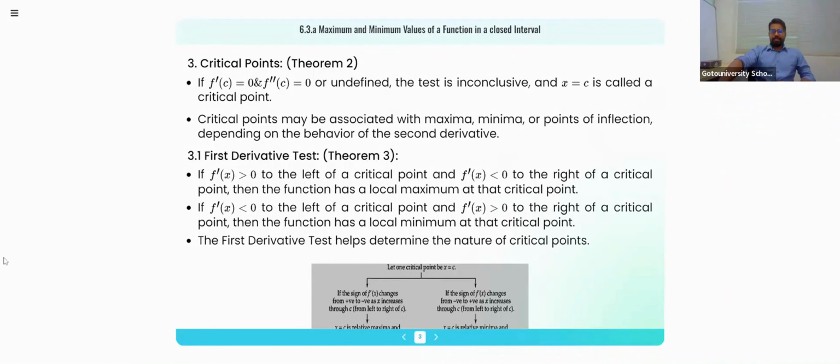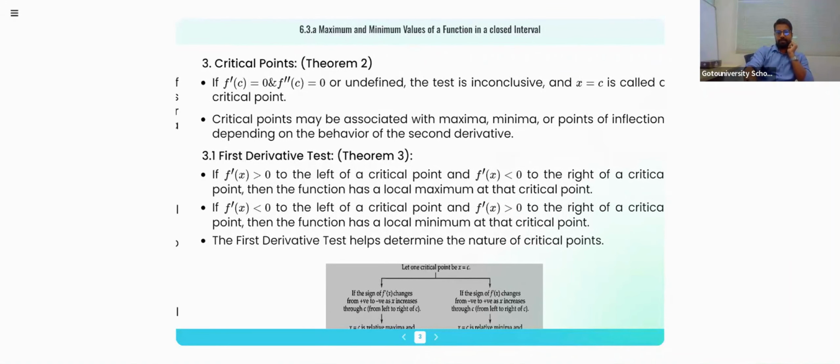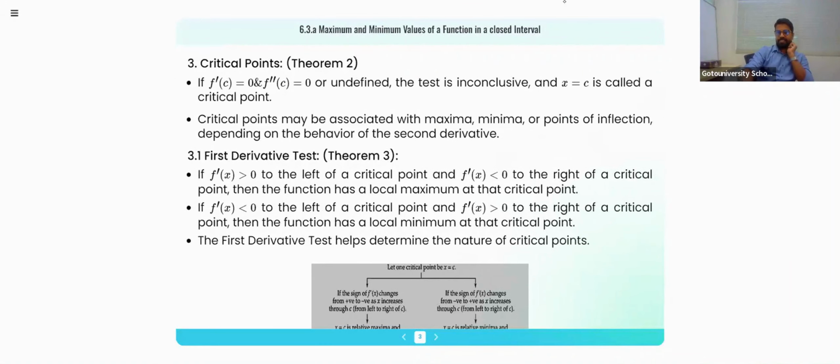So critical points. What are critical points? The critical points are the points where the function is changing its direction from increasing to decreasing or decreasing to increasing. So if f dash is 0 and f double dash, that's the double derivative, is 0, then it is undefined or inconclusive. And wherever that change is happening, that point is called a critical point.